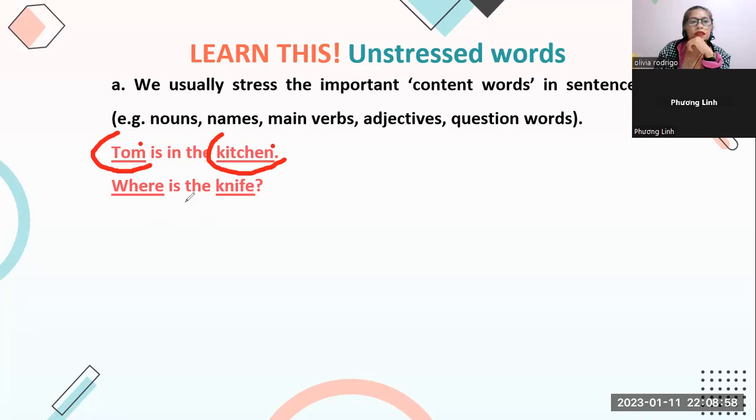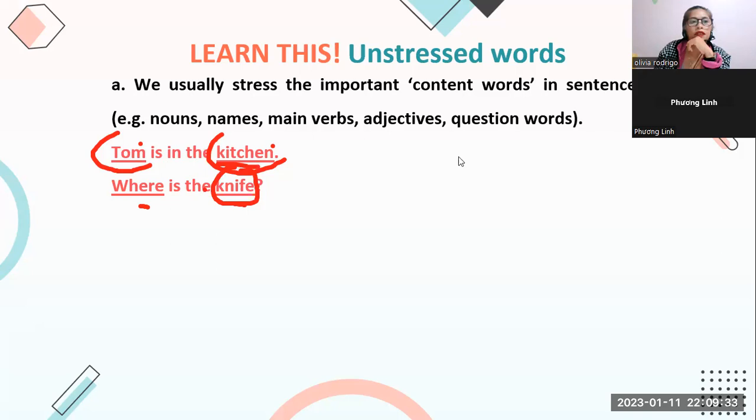Okay, where is the knife? So where and knife are the stressed words, the important content words. If there is no knife, you cannot understand. Where is the? Oh, what? Where is the? Okay, Tom is in the. Where is Tom? So the underlined ones are called important content words. Okay, Lynn?